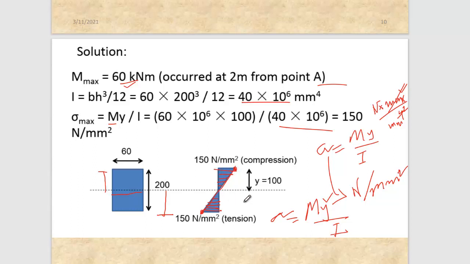Now if I say for the same problem, tell me the value of sigma, the bending stress, while y is, suppose, 50 mm away from the neutral axis. Please try to understand. If I say that, you have to consider the fiber which is 50 mm away from the neutral axis. So suppose this distance is 50, that would be your y. Here you consider your y is how much?